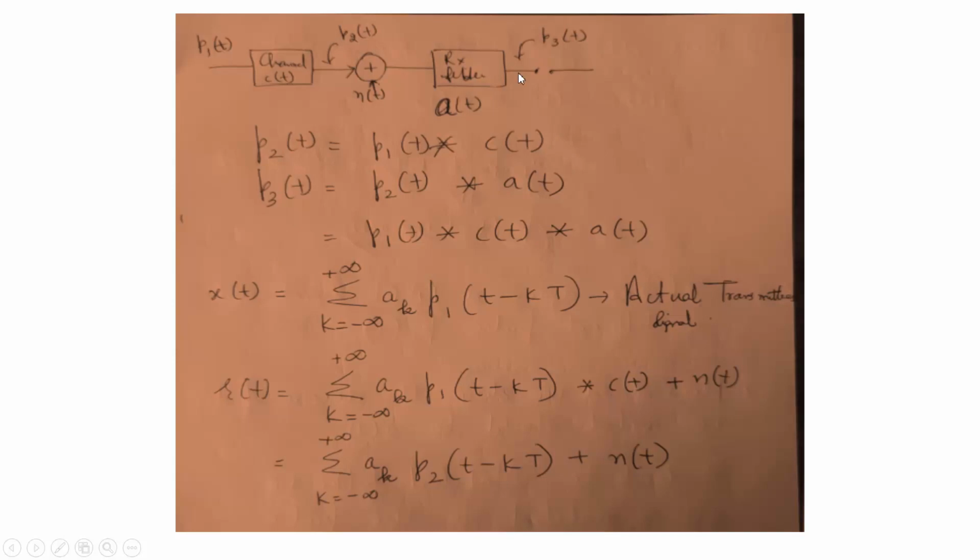And the YT becomes AK P3 of T minus kT plus NT convolution with AT. What is P3 of T minus kT? It is P2 of T minus kT convolution with AT, right? Because RT will get convolved with AT to get us YT. Now this YT, because YT is what? YT will be the signal waveform received after the receiver filter. Then it has to be sampled every capital T seconds. Right? We will see that.